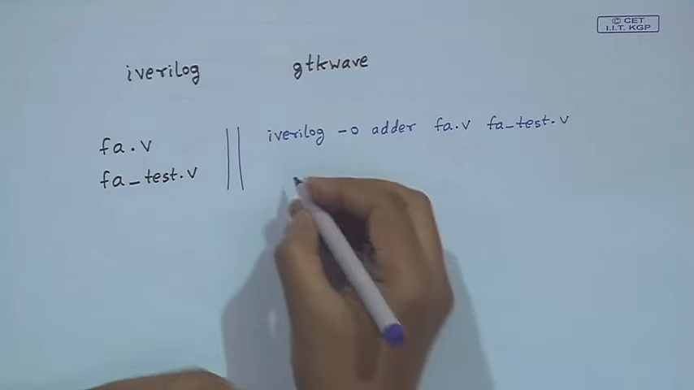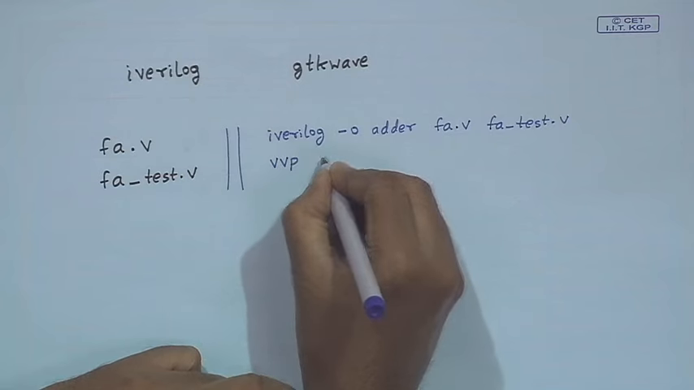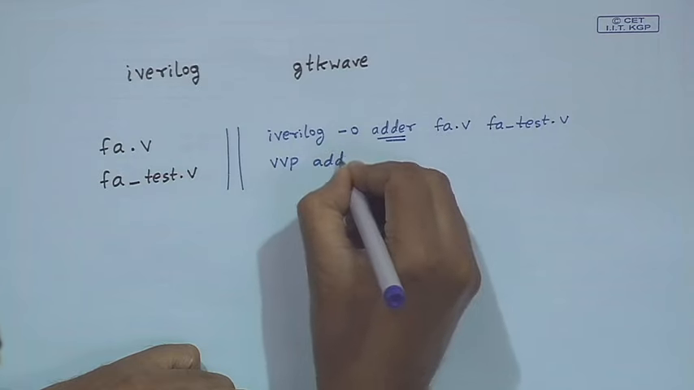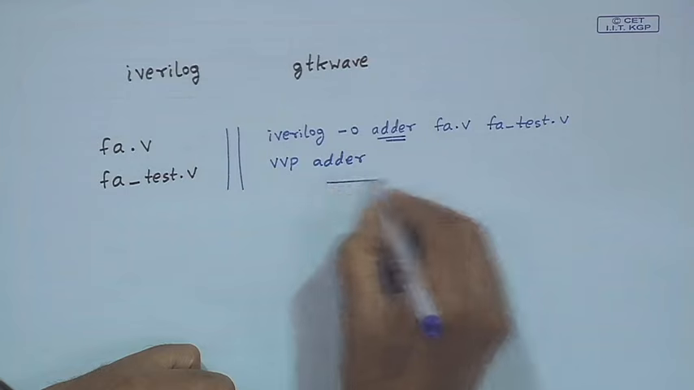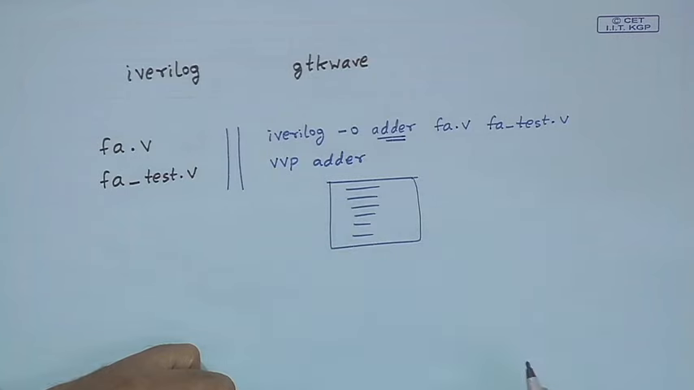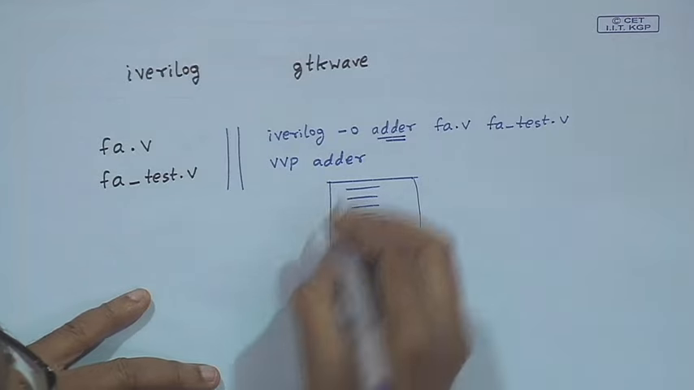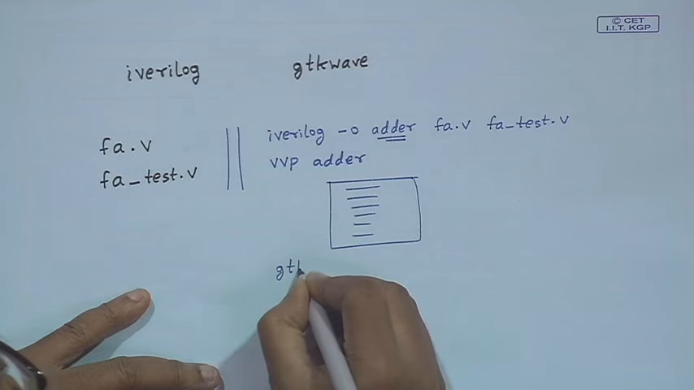If there are no errors, then the next command you have to give is vvp, with this file which is generated, adder. Once you give this, the simulation output will be generated. You can see it on the screen. Now, if you want to see the waveforms, you will have to invoke GTKWave.